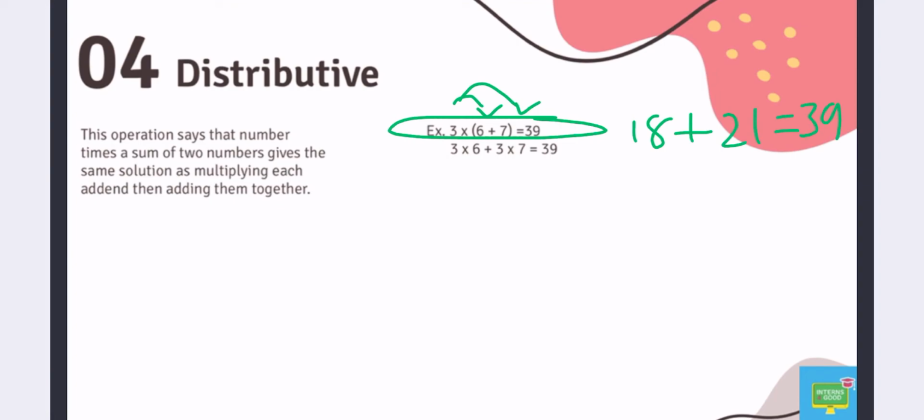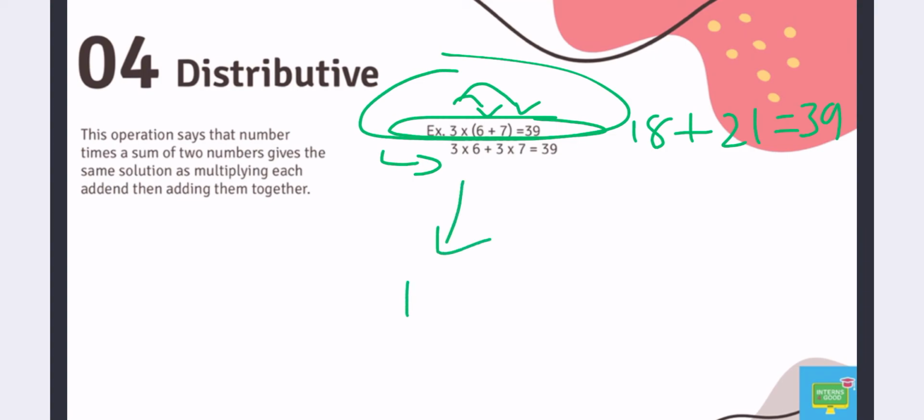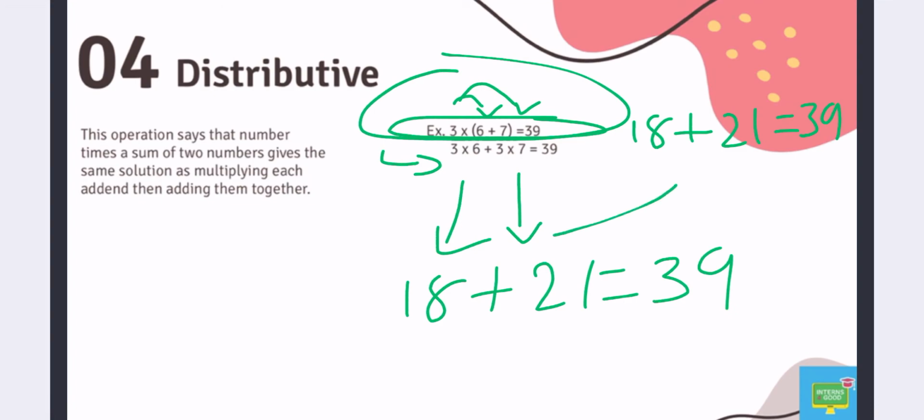Basically what it's saying is that if you wrote it down just like this one, it would still become the same solution as writing it down like that. So you get 3 times 6, and you would get 18, plus 3 times 7, you get 21, and that still equals 39, just like what this one over here wrote down.